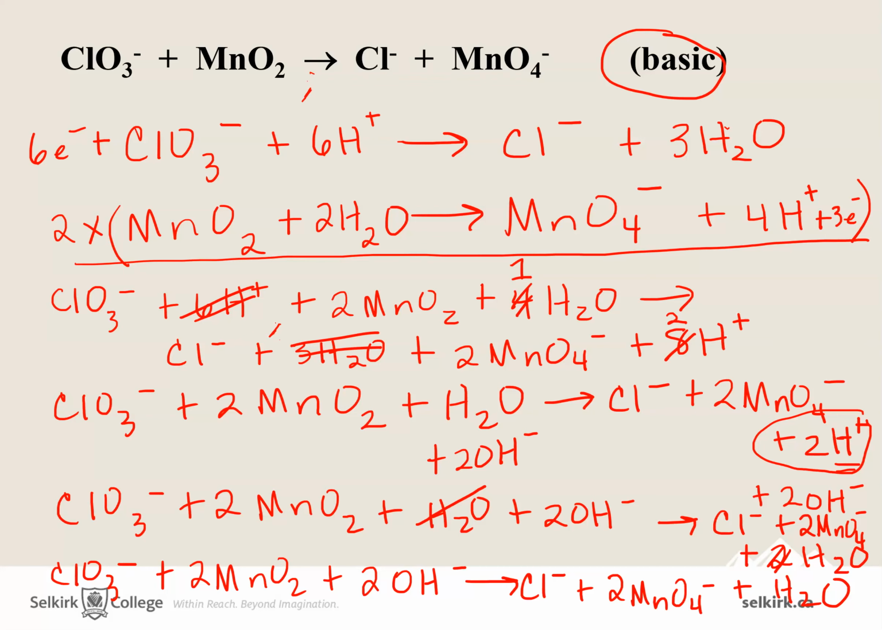But one last double check. Chlorine balance, good. Manganese, good. Oxygen, 3 and 4, 7 and 2 is 9 on the left, 9 on the right, good. Hydrogen, good. Don't forget to check the charge. -3 on the left, -3 on the right. Good.